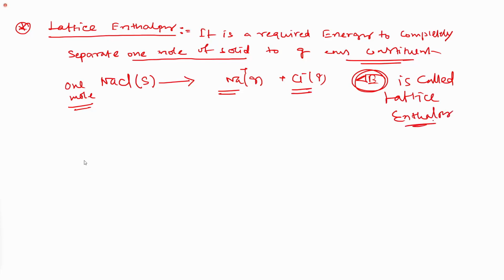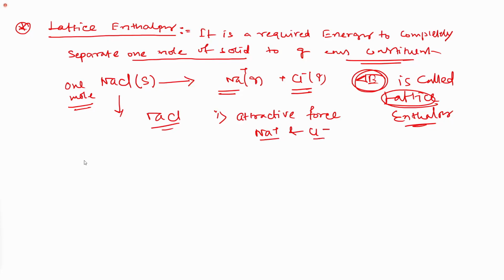Now the question is, why does the lattice come in? If you see the lattice of NaCl, this lattice is completely packed. What is meant by completely packed? That means there is an attractive force between Na plus and Cl minus ions, the corresponding opposite ions.